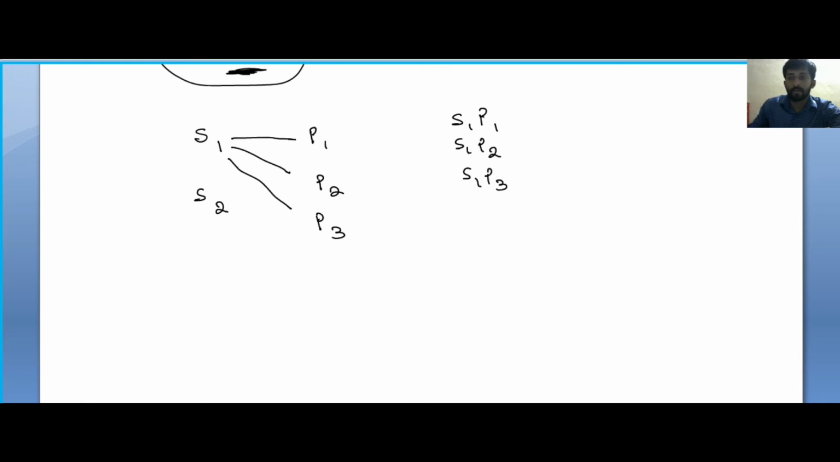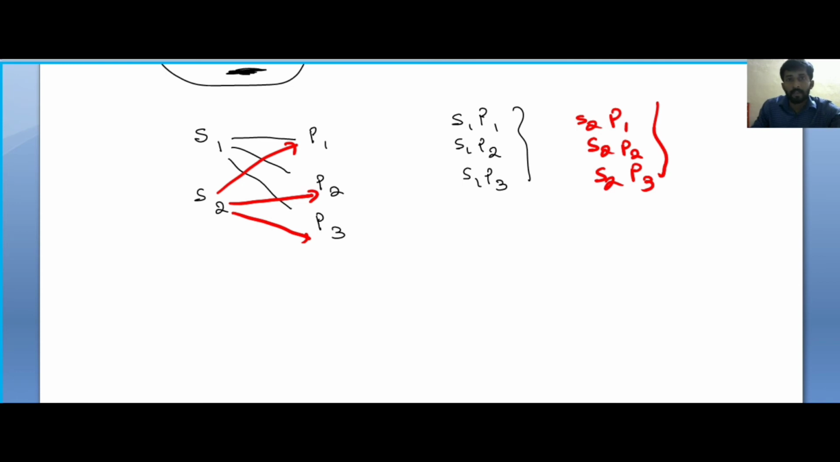For example, I'm considering two shirts, S1 and S2, and three pants, P1, P2, and P3. Now combine the possible ways. With S1 you can use P1, P2, or P3. That is one possibility. If you select S2, that means shirt 2, you can use S2 with P1, P2, or P3. Now see, 3 here and 3 here. Total 6 possible ways are there. You can find 6 different matchings.